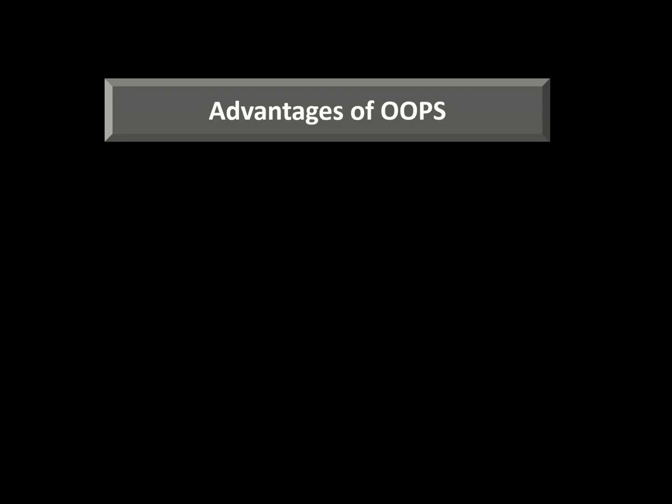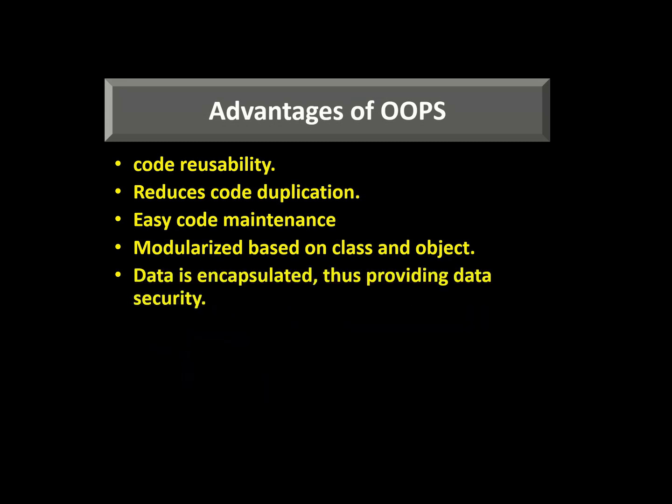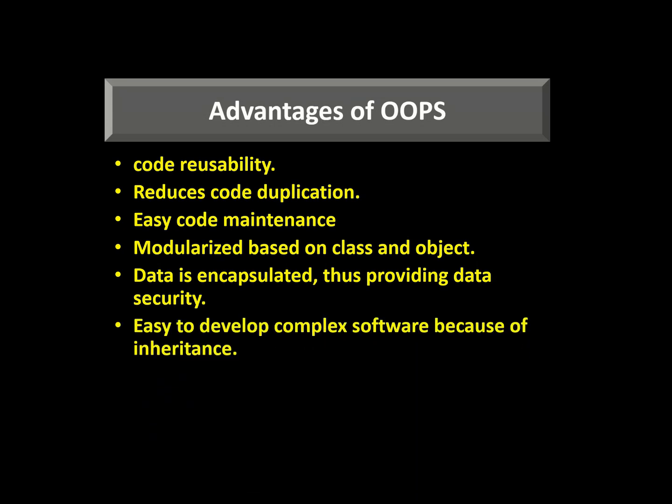What are the advantages of OOPS? OOPS have so many advantages. First one, code reusability. Code can be used many times. Reduced code duplication. It allows us to reduce the duplication. Easy code maintenance. Modularized based on class and object. Data is encapsulated, thus provides data security. Easy to develop complex software because of inheritance. Communicates through message passing.